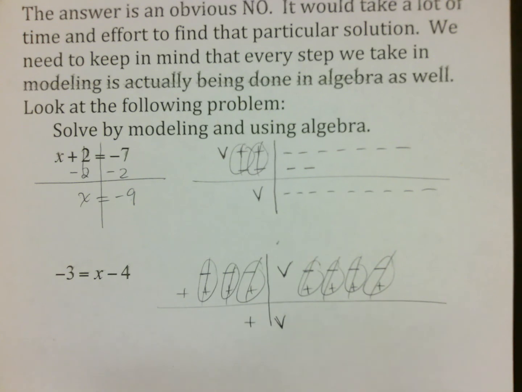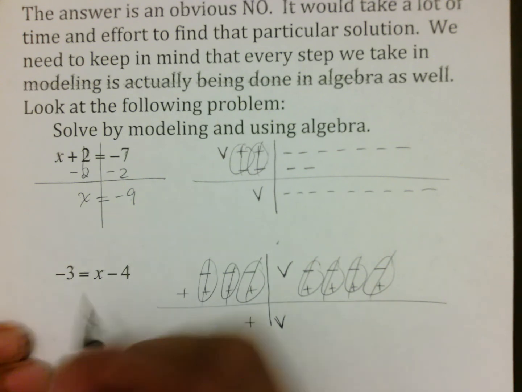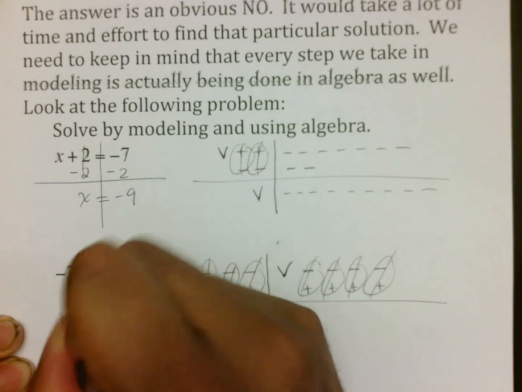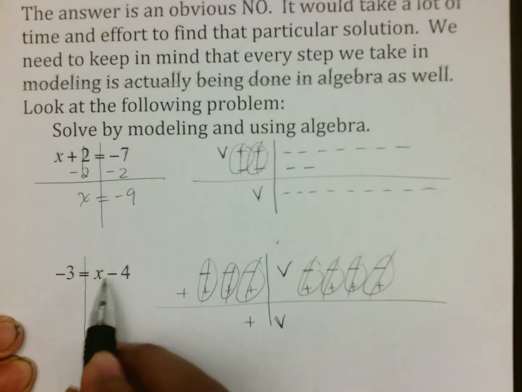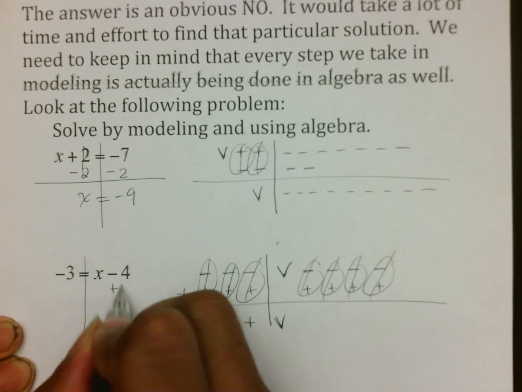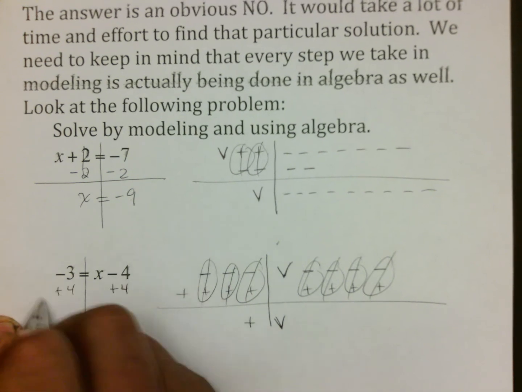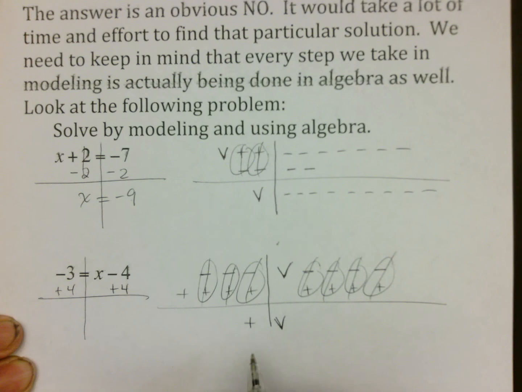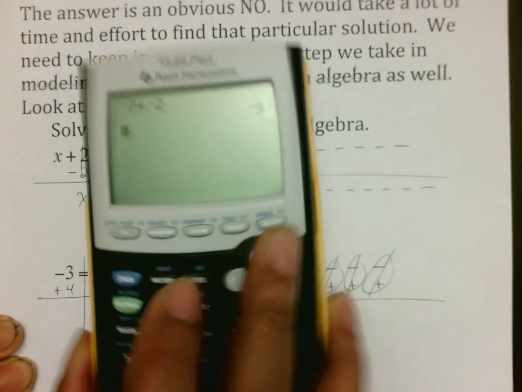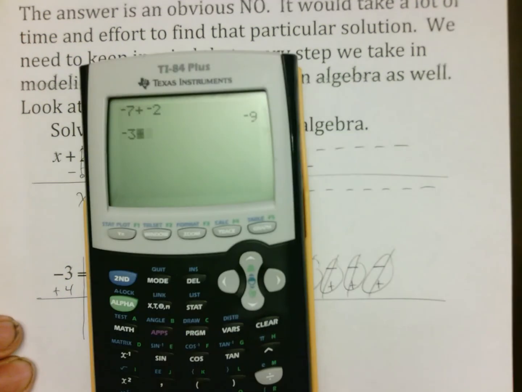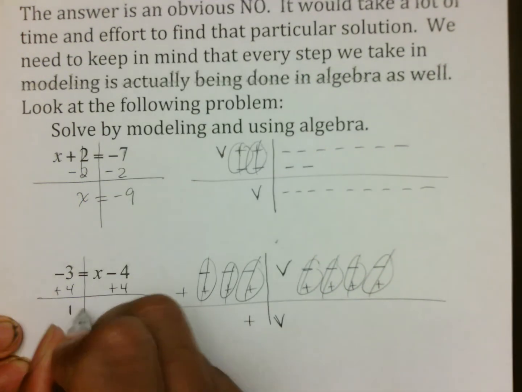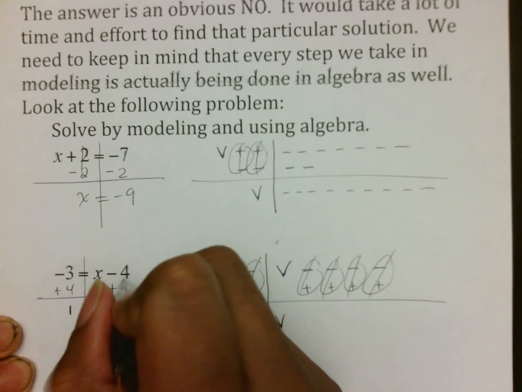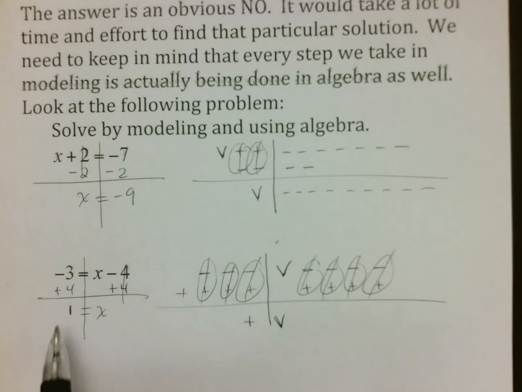Obviously the answer is a positive 1, but let's make sure. Over here, again, if you want to draw a line through that, you can go ahead and do that. That way you can see your two sides. x is over here with a negative 4. If I want to move a negative 4, I simply put a positive 4. Again, it has to be on both sides. Negative 3 plus 4, again, if you don't know what that is, just type in negative 3 plus 4 exactly the way you just said it. Notice your answer is 1 equals, and then x comes down here, and those two things cancel out. Notice how your answer here matches your answer over there. Alright?